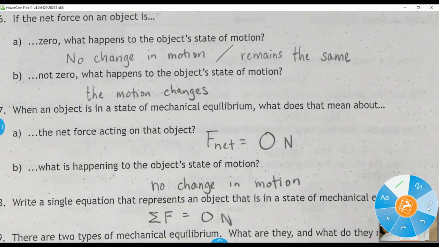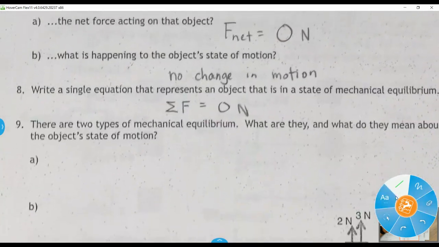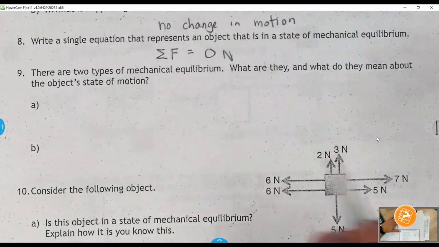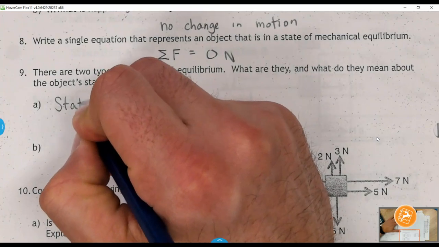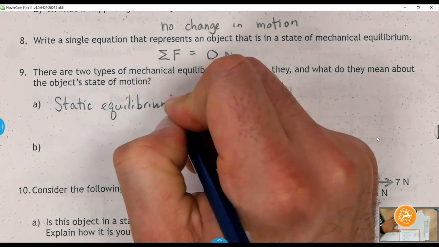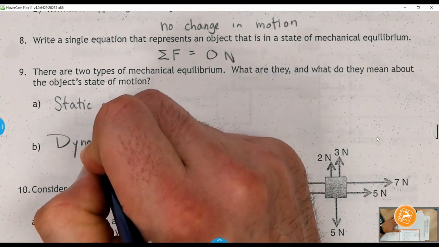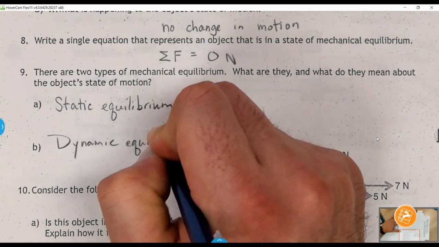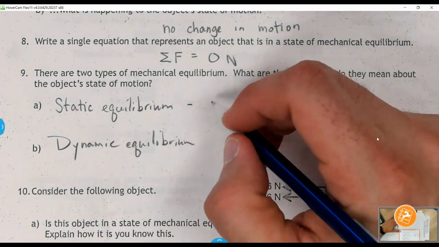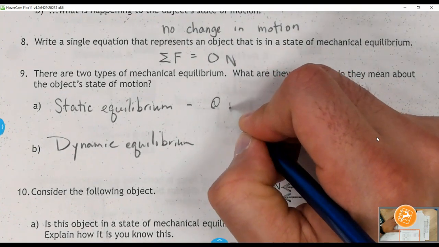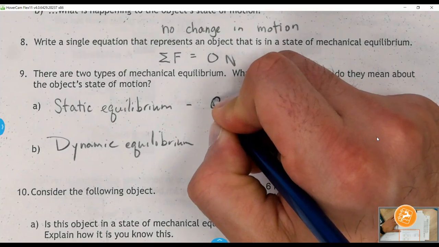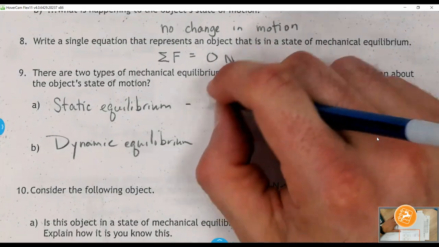Okay, now what do we have? There are two types of equilibrium. From your notes, guys, what were those two types? Static equilibrium and, yep. What does static mean? Object is at rest.